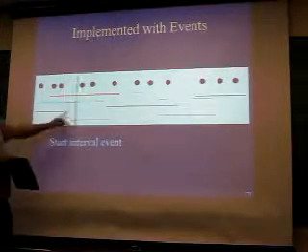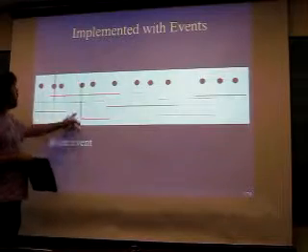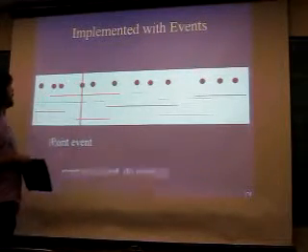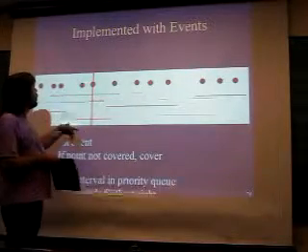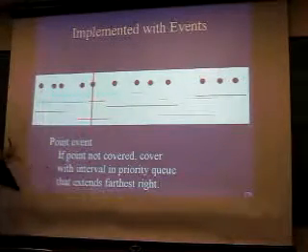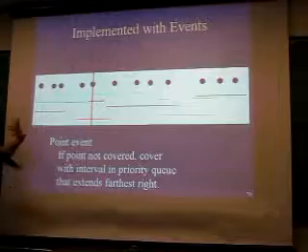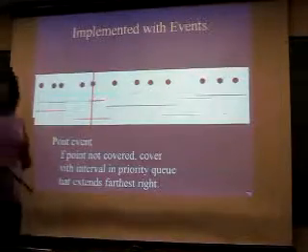Then we go along to the next event. We put that in the queue. Now this is covered, so we go along. This goes in the queue. This needs to be covered, so we cover it. Everybody kind of follow that? And we just keep going, and that's the algorithm.